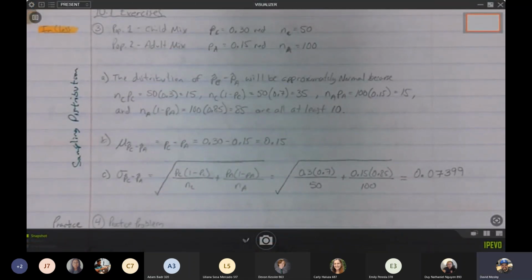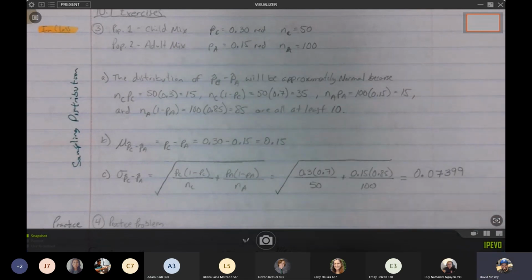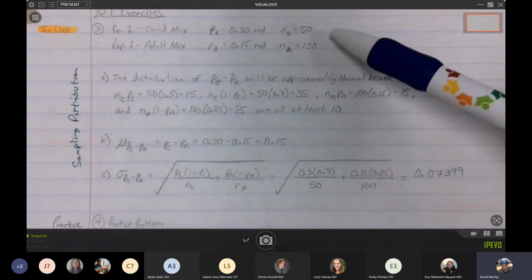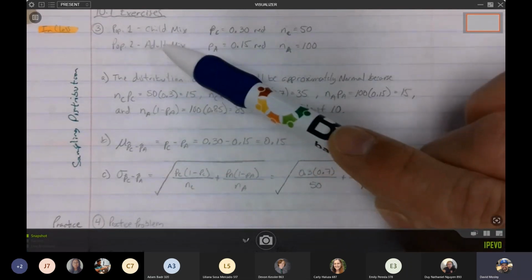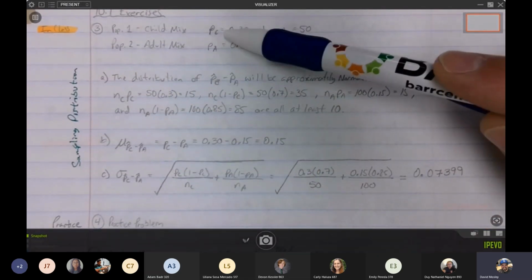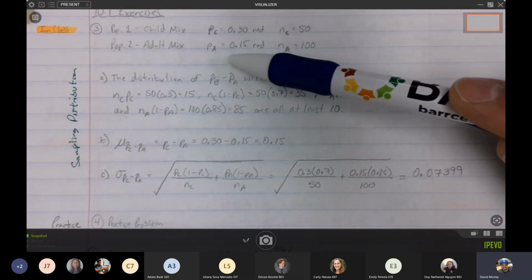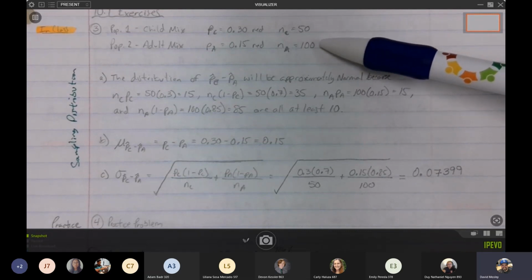So first up here we have the work that goes along with that first question that you guys have about the jelly beans and the proportion of red jelly beans between the child mix and the adult mix. This first part here, I'm just identifying the things from our context. We have population 1 is the child's mix, population 2 is the adult mix. The proportion of red jelly beans in the children's mix is 0.3, in the adult mix it's 0.15. And we have our 2 different sample sizes here, 50 for the children's and 100 for the adult.